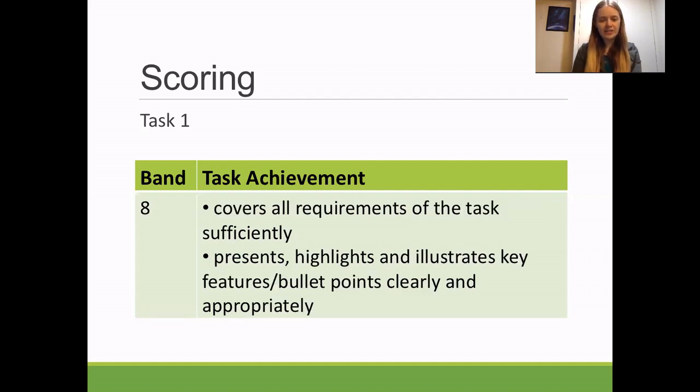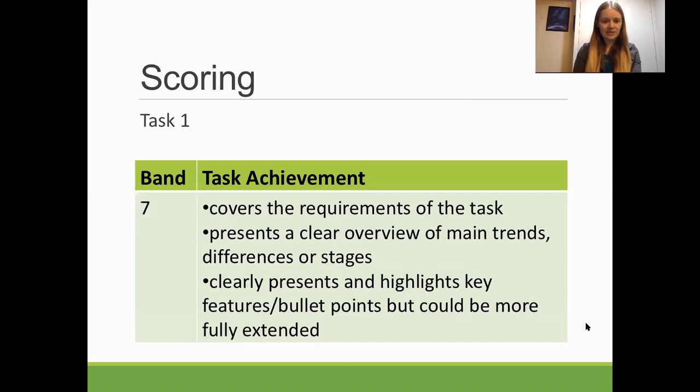For a score of 8, you would still be covering all of the requirements of the task, but they say sufficiently. So not fully, but sufficiently. It's enough. Then it presents, highlights, and illustrates key features, bullet points clearly and appropriately. So you're still covering the task, you're being clear, you're being appropriate. Still a really great score, but you could have done just a little bit more.